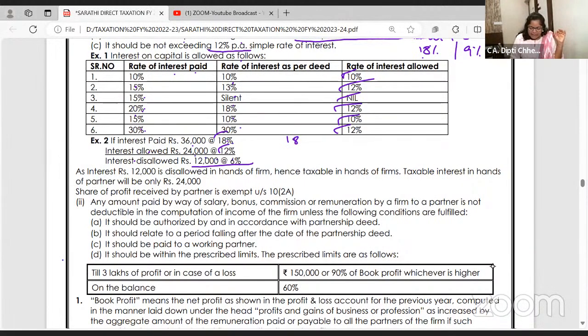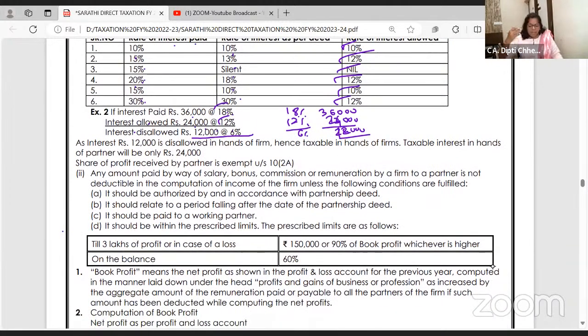Look, 18% interest is 36,000. But I just taught you 12% is allowed. Sorry, 12% allowed is 24,000. Disallowed is 6%, that is 12,000. Disallowed means it is added back in the hands of the firm.